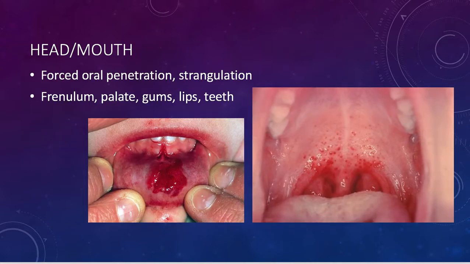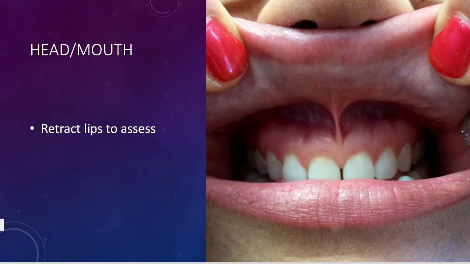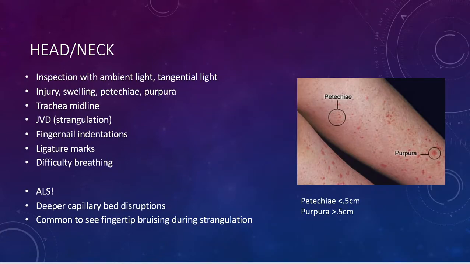This is an example of some findings you may see with forced oral penetration and strangulation. Forced oral penetration, you'll see these injuries to the frenulum, the palate, the gums, the teeth, and also with strangulation, you'll see injuries to the soft palate and hard palate. Make sure that you're retracting the lips to assess really well the upper and the lower.